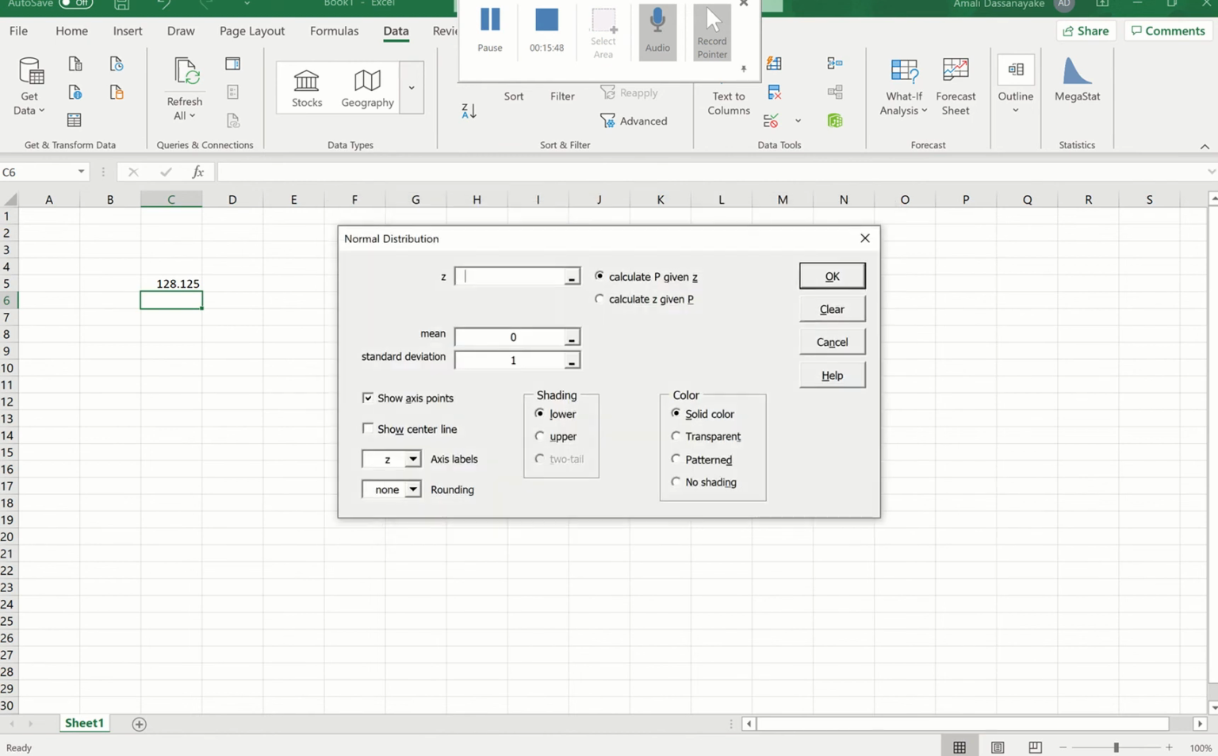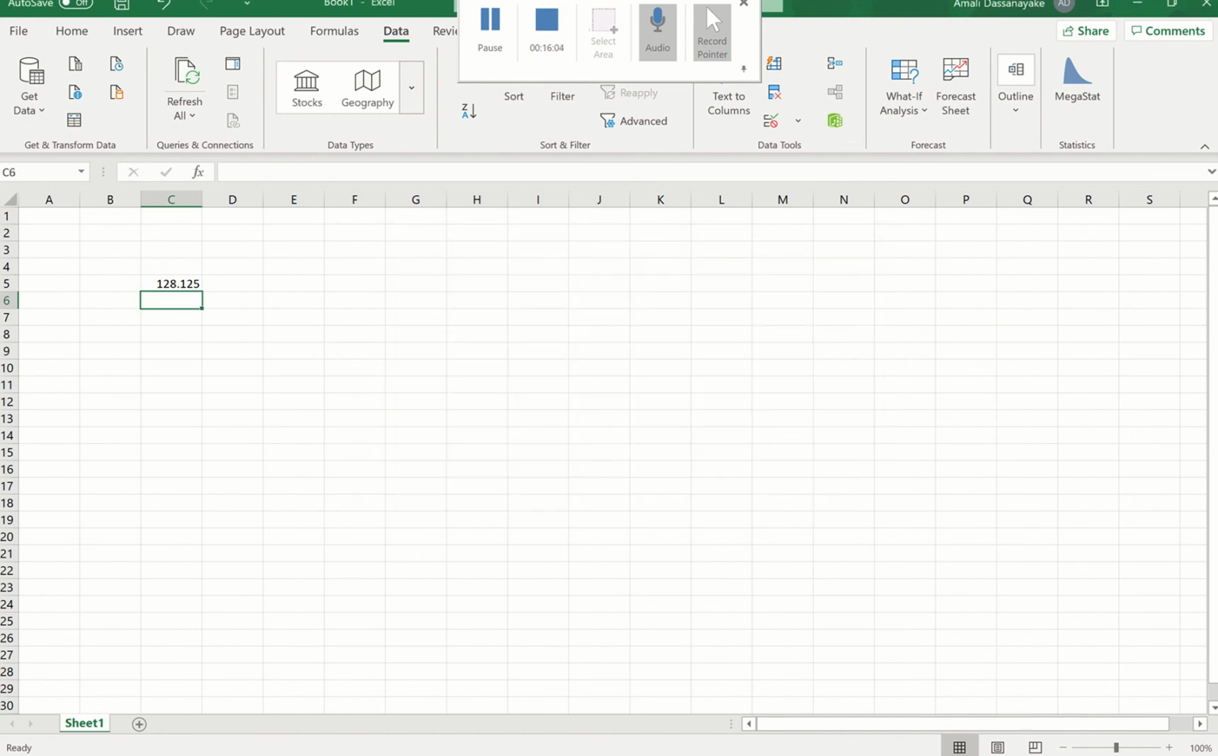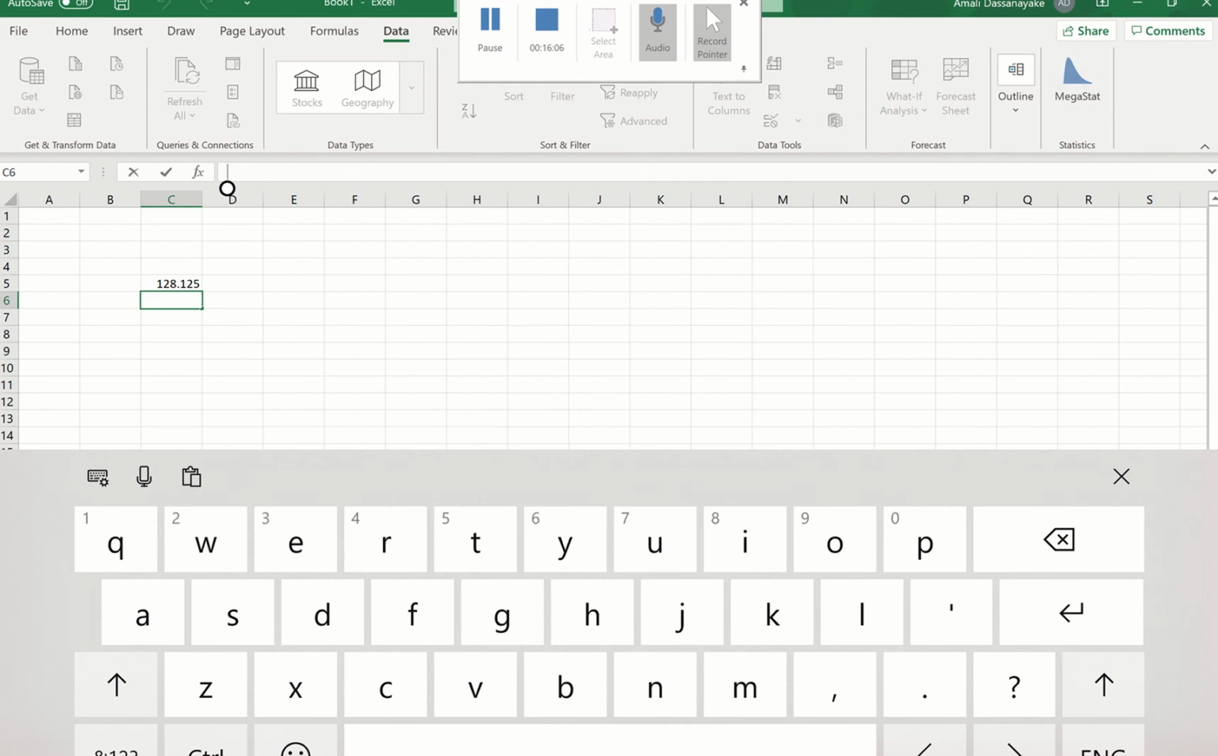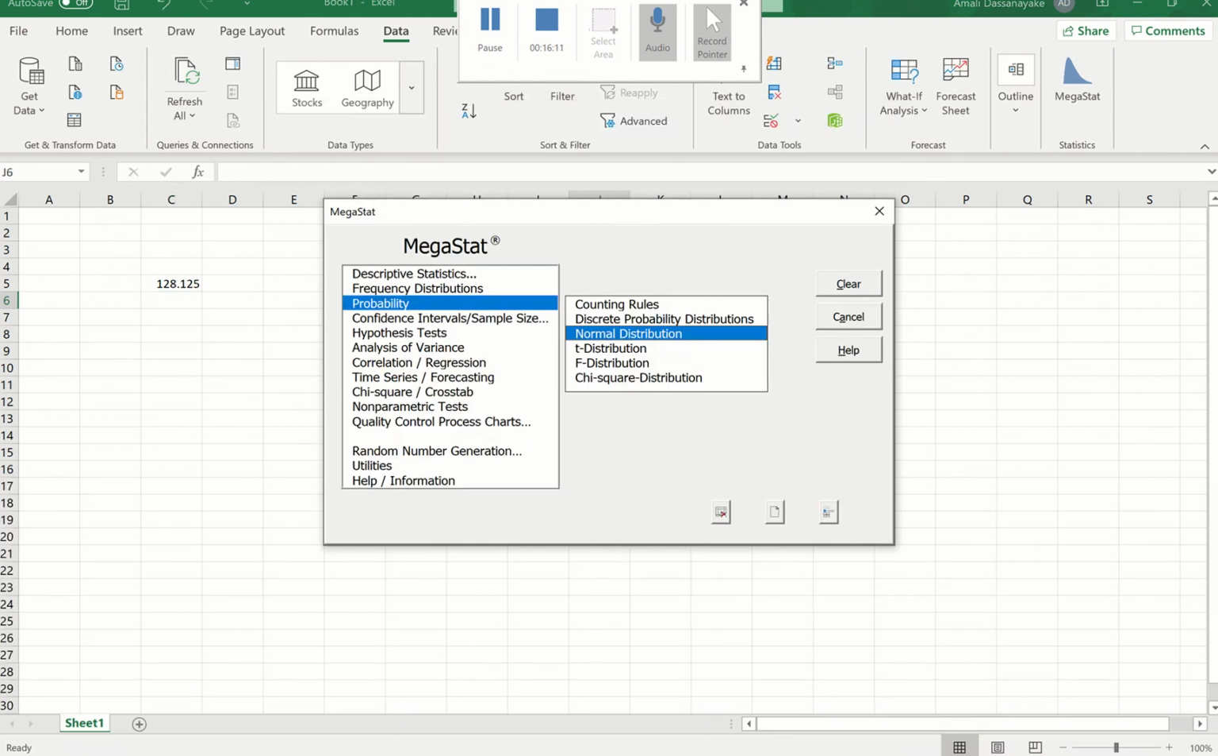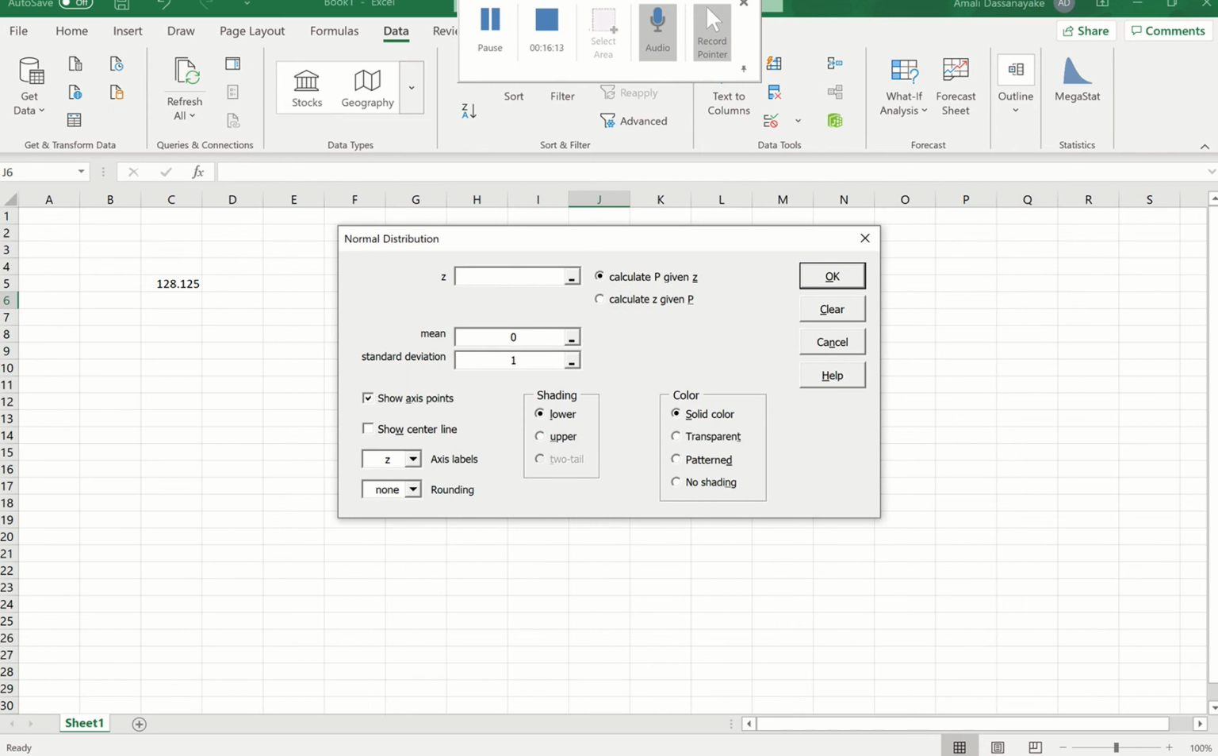Probability, normal distribution, mean, okay, why can't I? Okay, for some reason, okay, there you go. Oh, come on. So for some reason my keypad is not showing up.